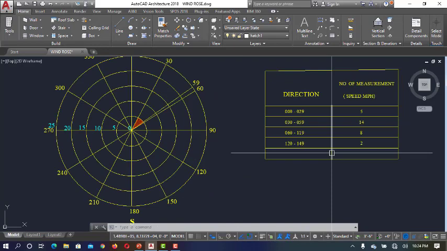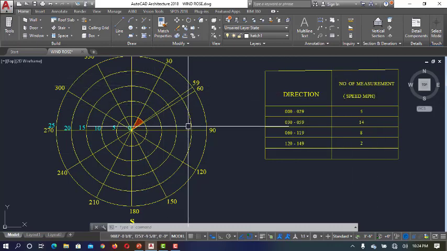On the right hand side, you can check we have a tabular format. Here we have been given some directions and number of measurements. The lines representing the directions are known as spokes of the windrose diagram, and the concentric circles are the measurement of speed of wind.